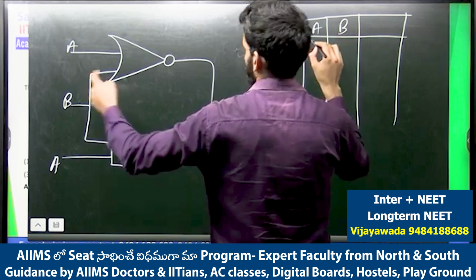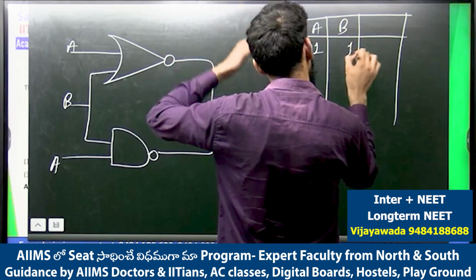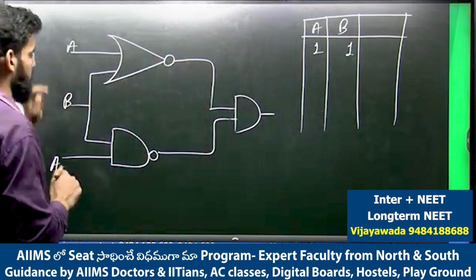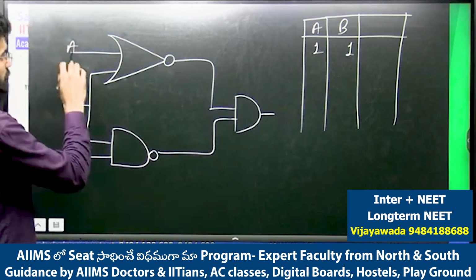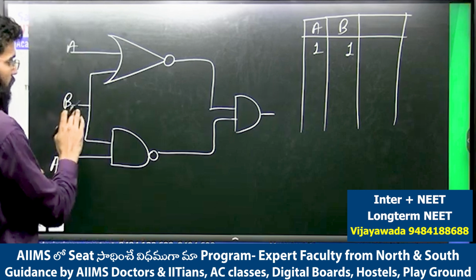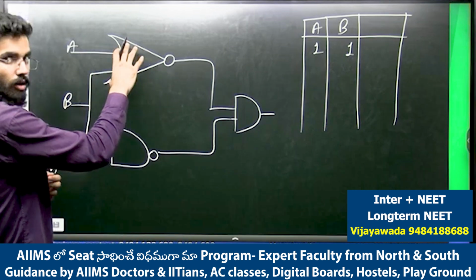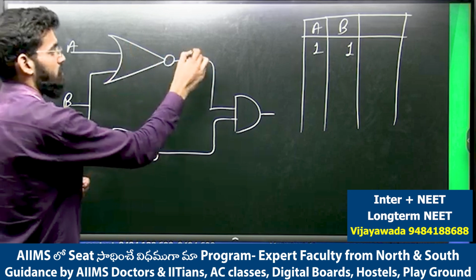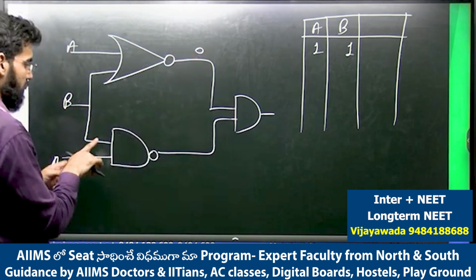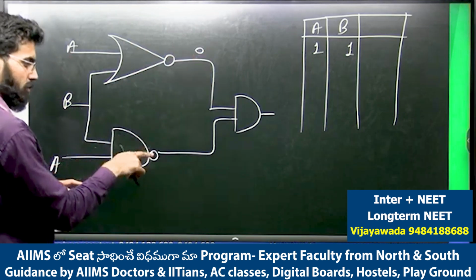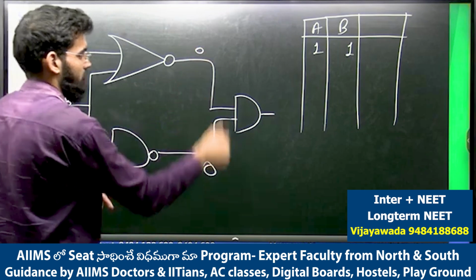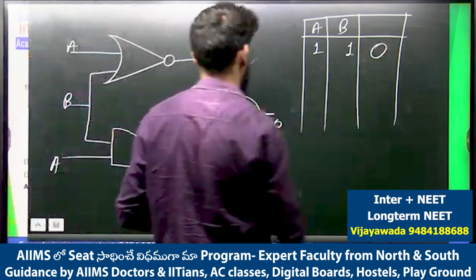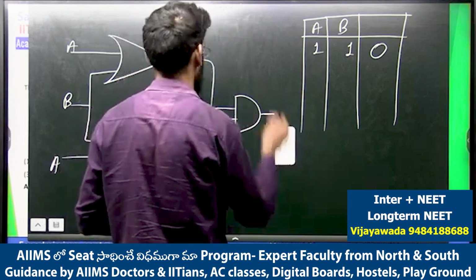First let's take both as 1, 1. A is 1 and B is also 1. 1 and 1 in the OR gate gives 1, but NOT is there, so 0 comes out. Here 1 and 1 in the AND gate gives 1, but NOT is there, so 0 comes out. Then 0 and 0 in the AND gate gives 0. So here the answer is 0.